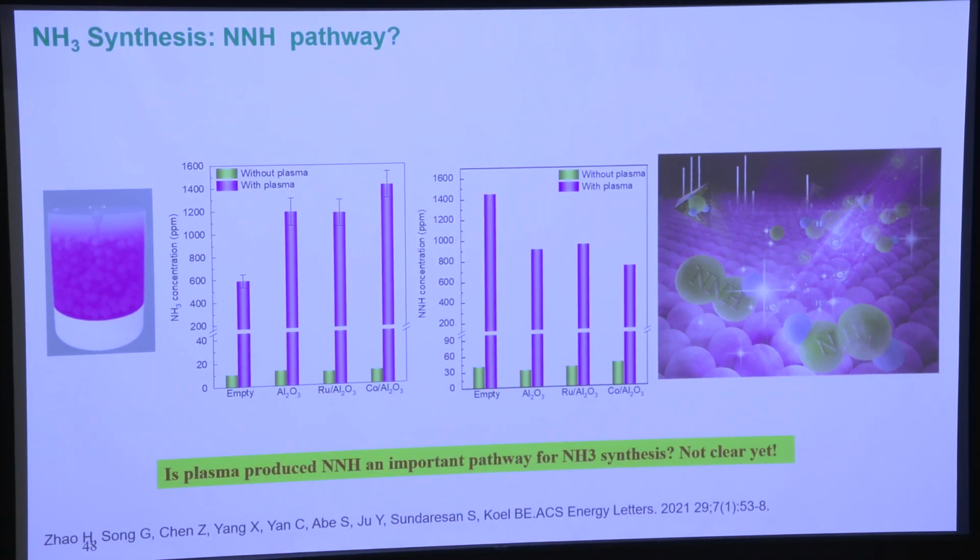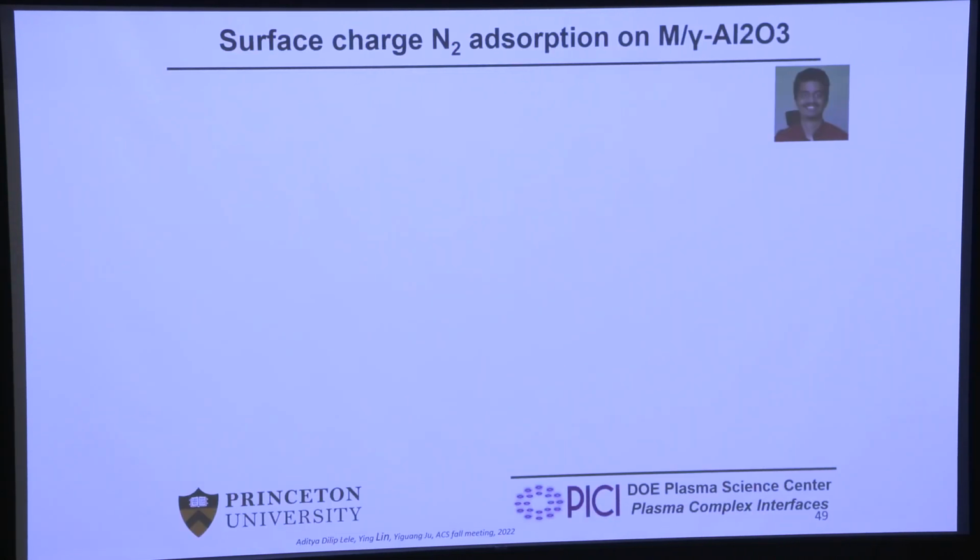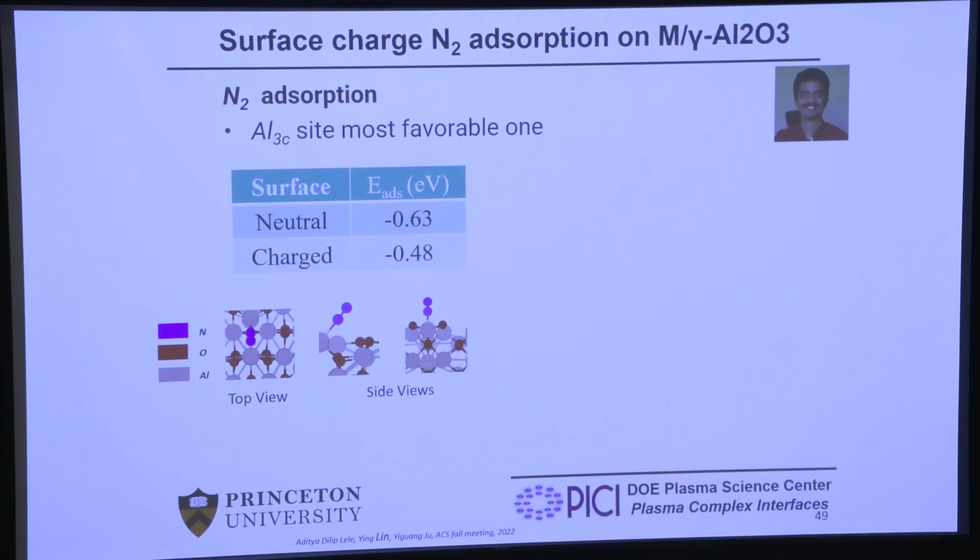Another mechanism we want to discuss. This is Aditya, my postdoc right now, who will soon become a professor at another university from September. I want him to understand that when you have a plasma, it not only generates radicals and vibrational states, but also creates surface charges. If the surface is charged by electrons, how would the nitrogen adsorption dissociation energy change? He made a DFT calculation and found that if the surface is neutral, your adsorption dissociation energy is negative 0.62, and if the surface is charged, it is negative 0.48.